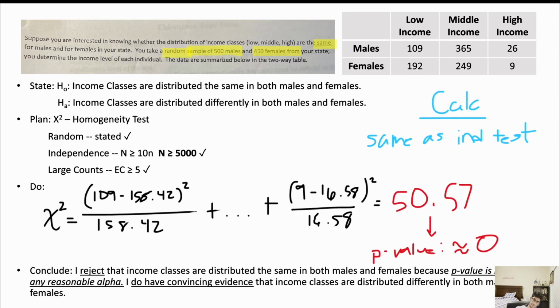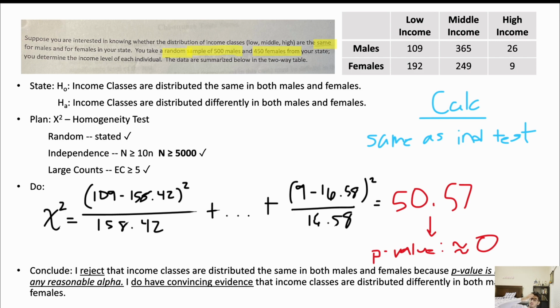All right, example. Keywords, it says are the same, that's an indicator, and also you take a random sample of 500 and 450. So those are 2 different samples. H0: income classes are distributed the same in both males and females. Ha: income classes are distributed differently in both males and females. Everything is good and planned.